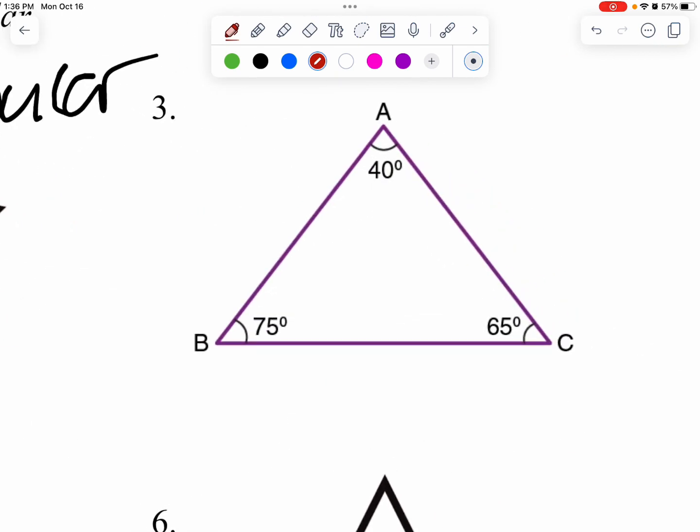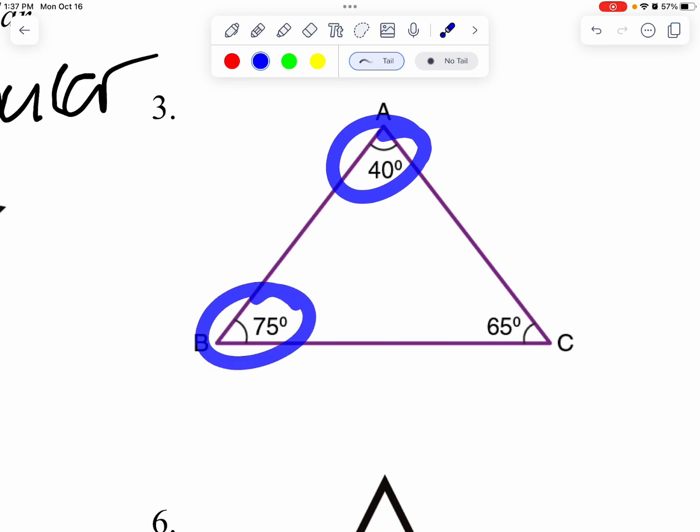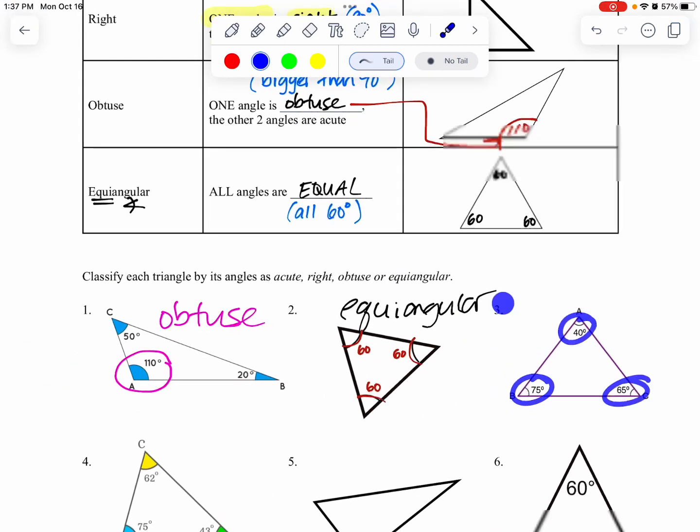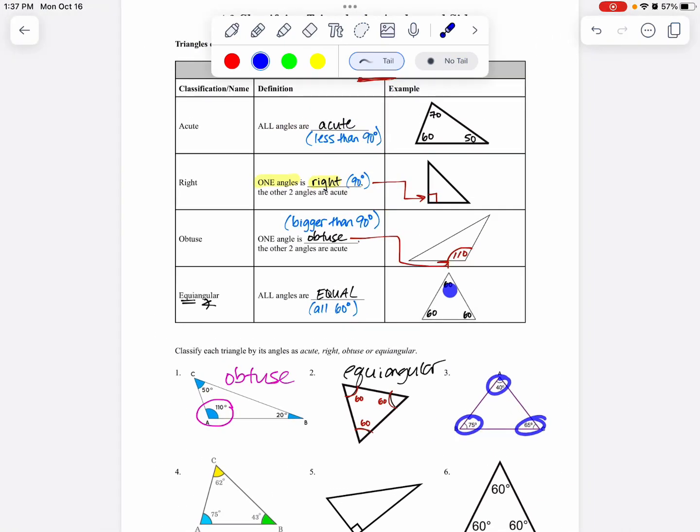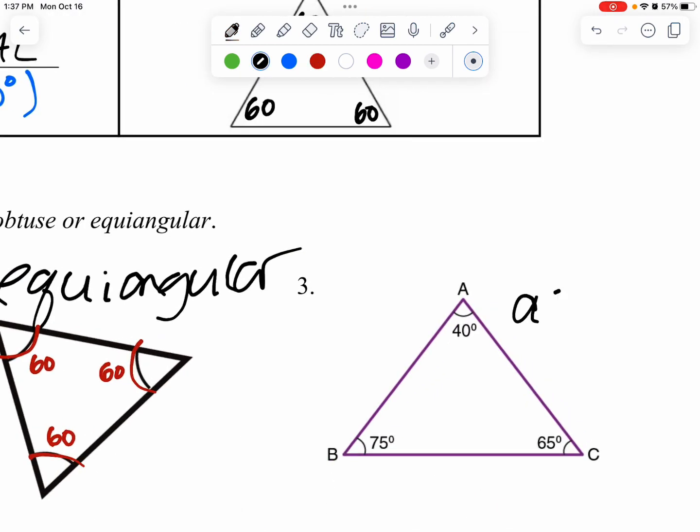All right, what about this one? Here's one angle, here's one angle, here's one angle. So none of them are right. Let's try and figure out, process of elimination. They're not equal. I don't have any right angles. I also don't have any obtuse angles. Oh, they're all less than 90. Did you catch that? That means that this one is an acute triangle.